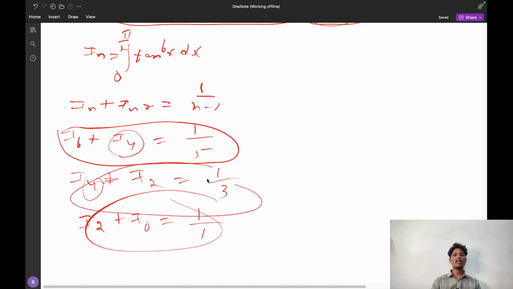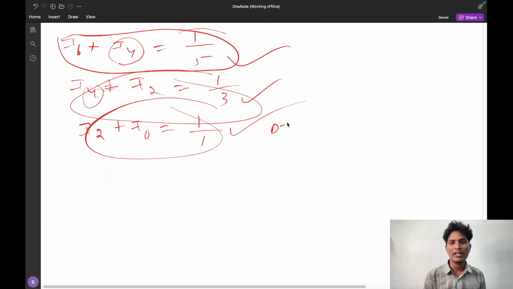So like this we can use it and we can solve the integrals. So up to here, the definite integration is also completed.